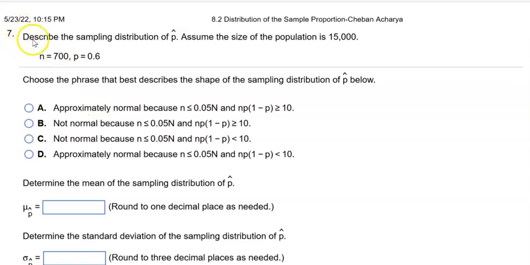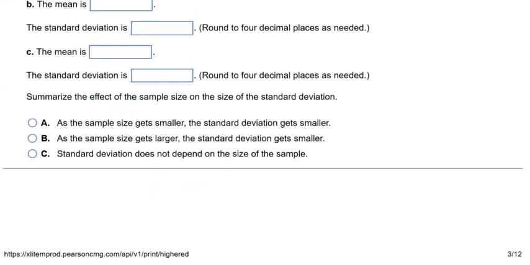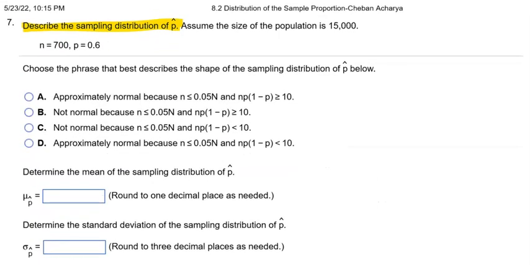Question number 7. Describe the sampling distribution of p hat, a sample proportion. If the question says describe the sampling distribution, you have to do three things. You have to verify the criteria for the sampling distribution of the sample proportion to be normal, and also find the mean and the standard deviation of the sampling distribution using the formula we just used in the previous question. So let's verify the two criteria for the sampling distribution of the sample proportion to be normal.